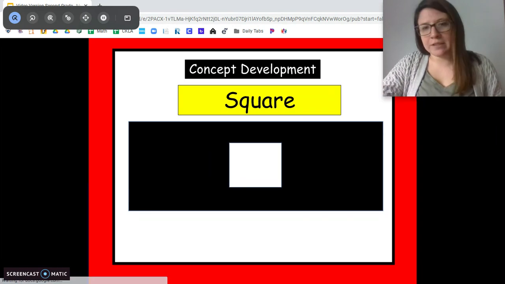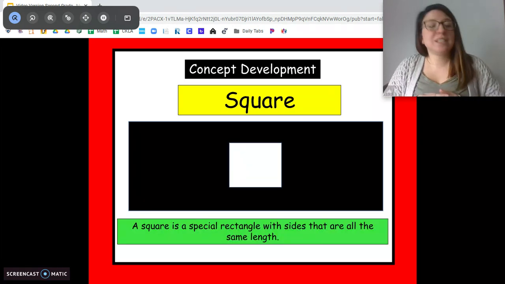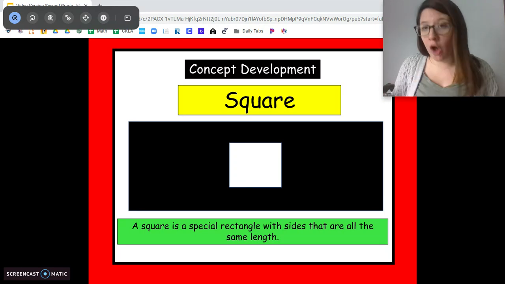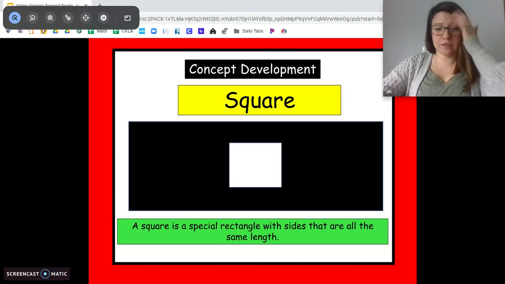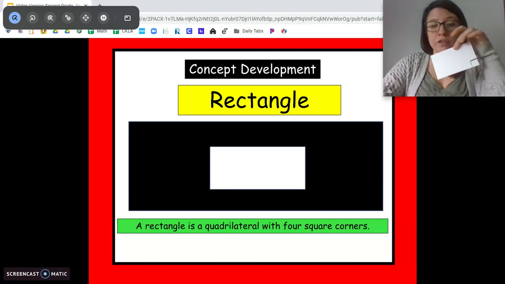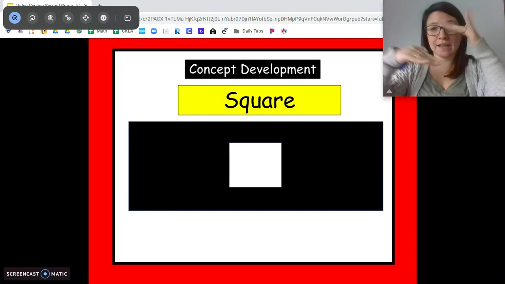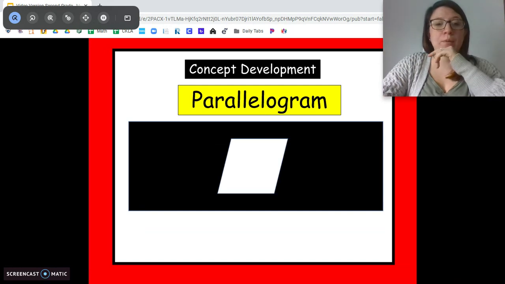Then we have squares, of course. A square is a special rectangle with sides that are all the same length and square corners. Okay, so a rectangle just has square corners. Square, all the sides are the same length. So let's do that one more time.